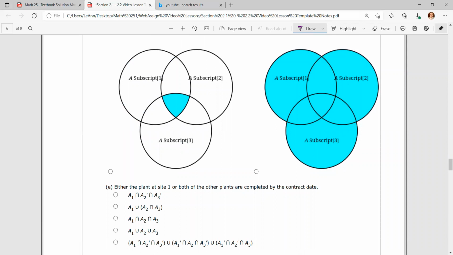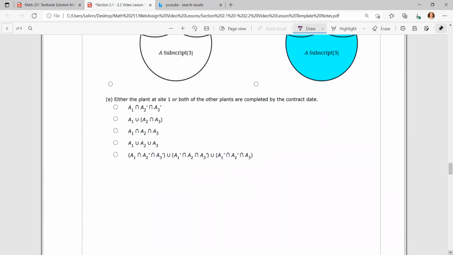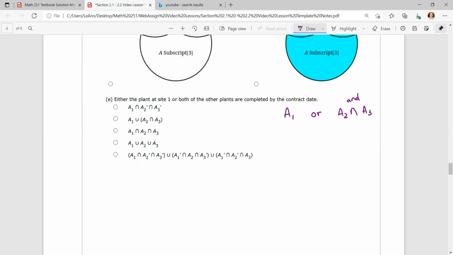All right, and then we have another one of these. It says either the plant at site 1 or both of the other plants are completed by the contract date. It's an either, so that's going to be an or statement. So either A1 or both of the other ones: A2 intersect, which would be and, A3. So we have an or. We could say A1 union, and this has to be done together, so we're going to put that intersection in parentheses. So it's going to be this B part right here.